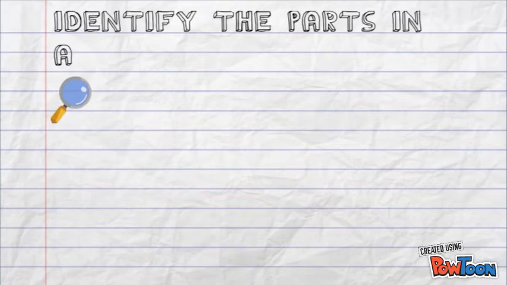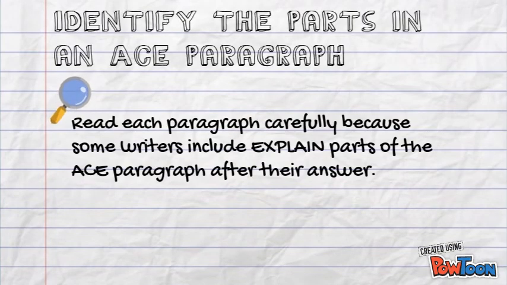Make sure you read each paragraph carefully because some parts of the ACE formula could be out of order, but that's okay as long as each part is there and it was a well-written paragraph that effectively answers, cites, and explains the question.